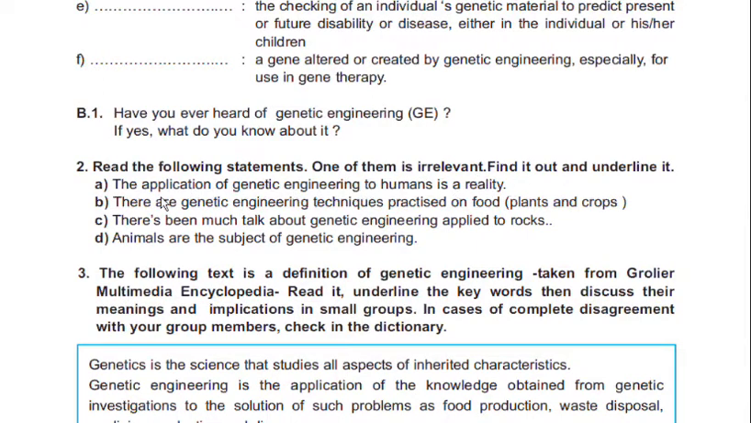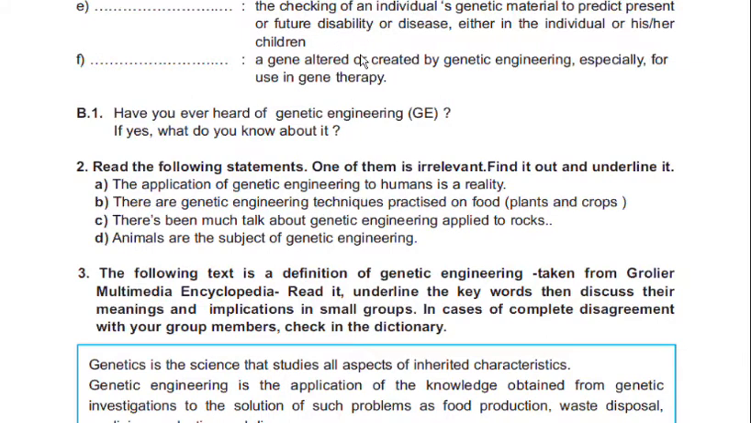The application of genetic engineering to humans is a reality. Because humans have genes, we can apply genetic engineering on them. We can alter, we cannot create, but we can alter and change genes in a human. B, there are genetic engineering techniques practiced on food, especially when I talk about plants and crops. And that is a reality, because plants have genes too, we can change some of the characteristics of these plants.